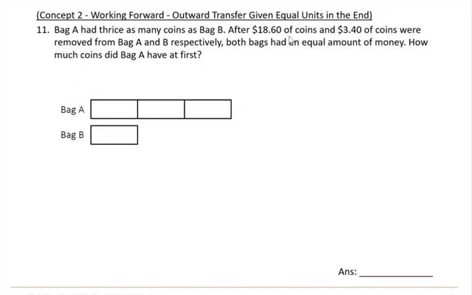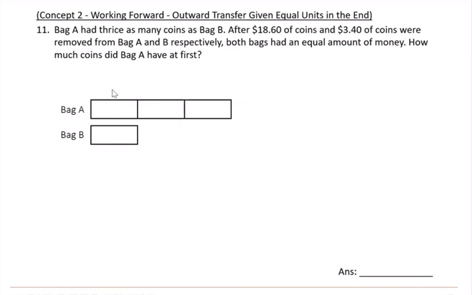So $18.60 and $3.40 were removed from A and B respectively, right? So that means 1860 will be for A, 340 will be for B. If you want to make them equal, this is very important: you cannot cut somewhere here. This two cannot, because there's nothing to cut for B to make them equal.